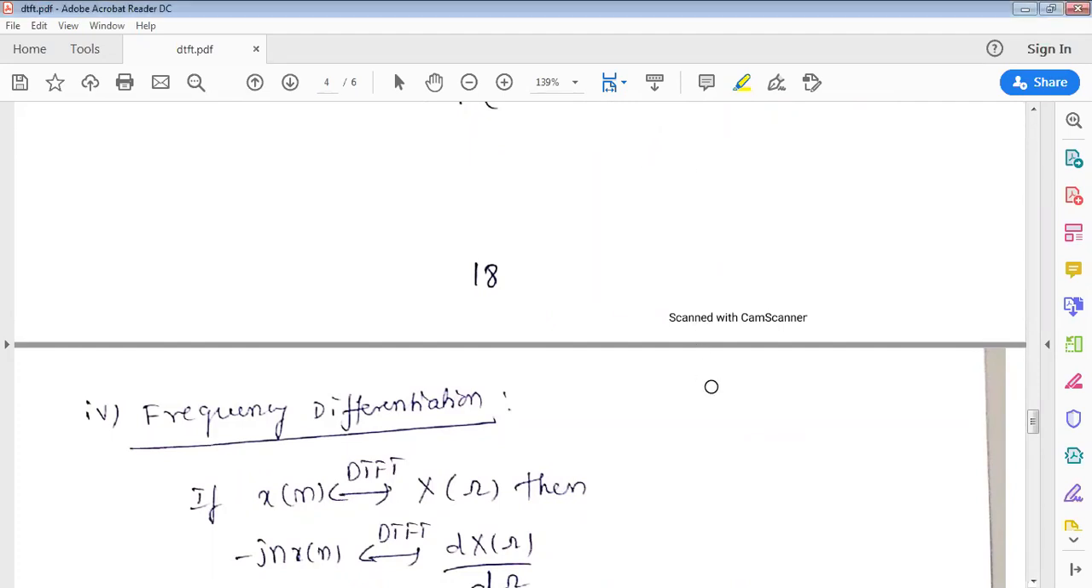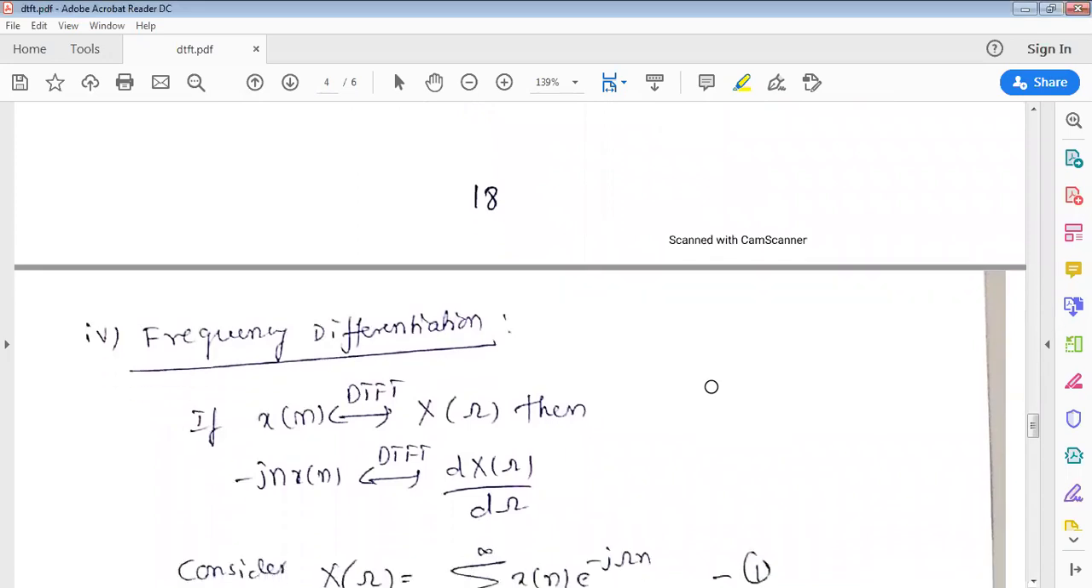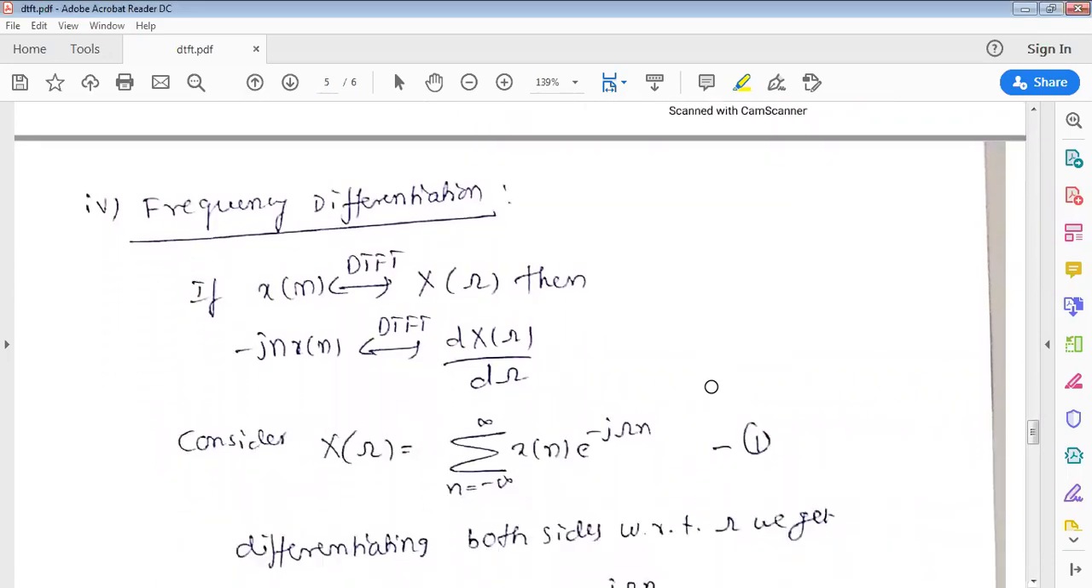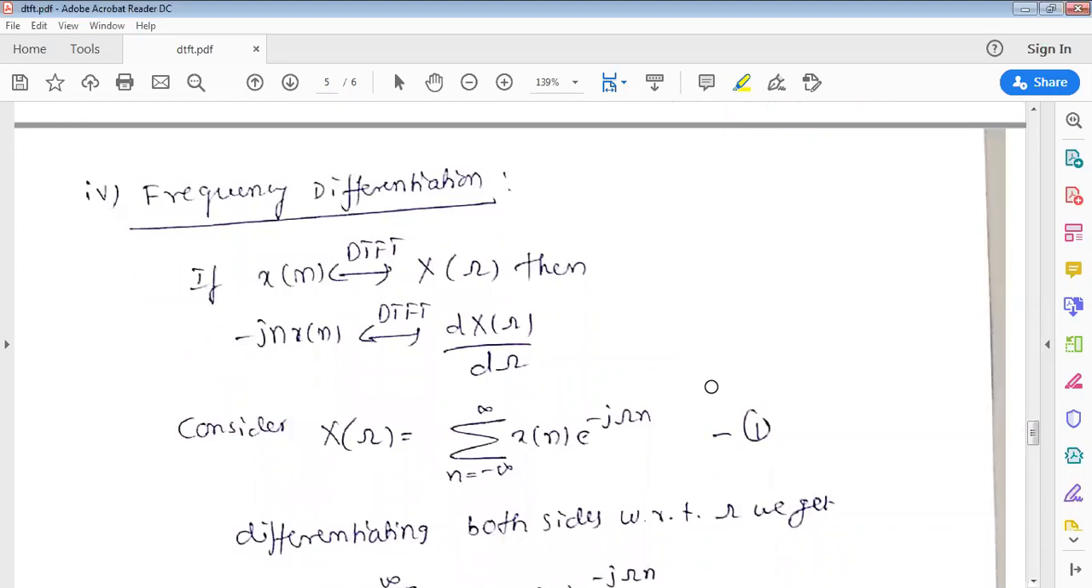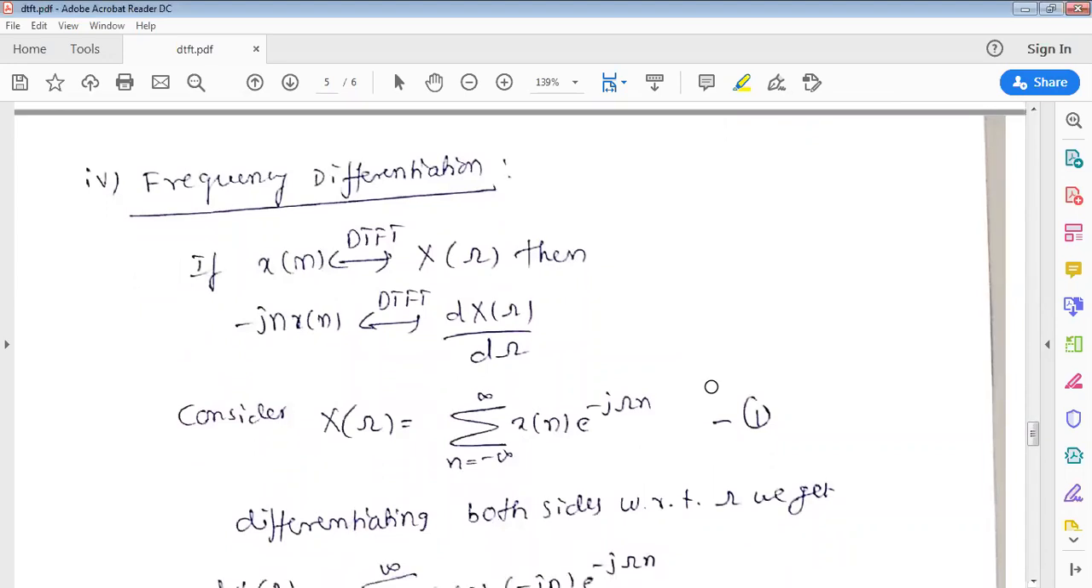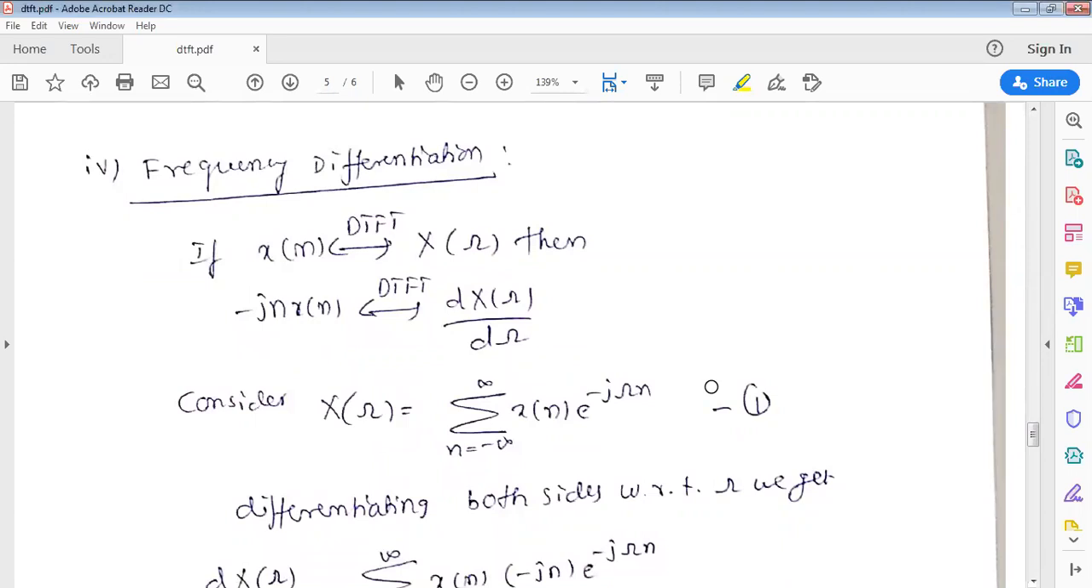Yes, sir. Okay. Now let us look into the frequency differentiation. All these properties you are proving for the third time. Only one slight difference will come in continuous time versus discrete time. Other than that, the properties are the same. See here, if x of n discrete time Fourier transforms into X of omega, then minus jn x of n transforms into dX of omega by d omega.